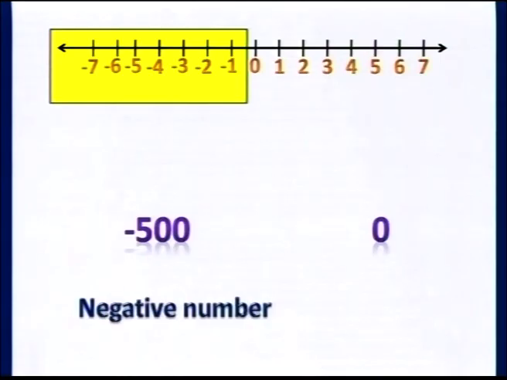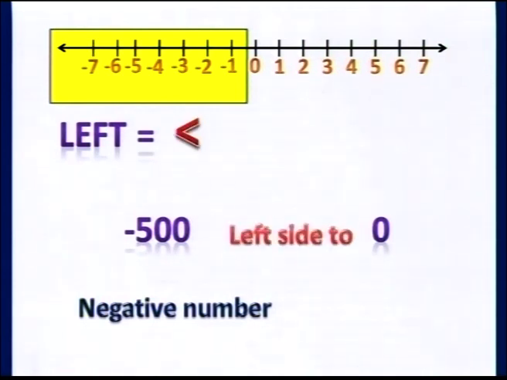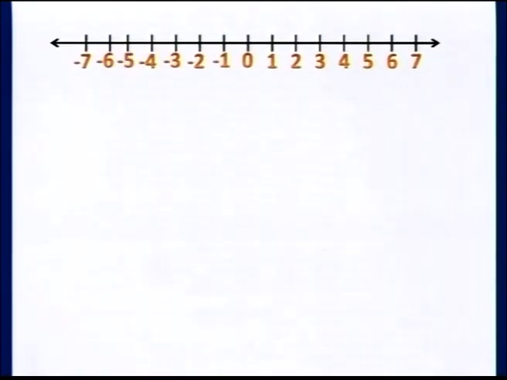So what we can say that? Yes, it is left, means which is less than which one number? 0. So minus 500 is left side to 0. So we say that minus 500 is less than 0. In the same way, you take any number which is negative, which will be less than 0.